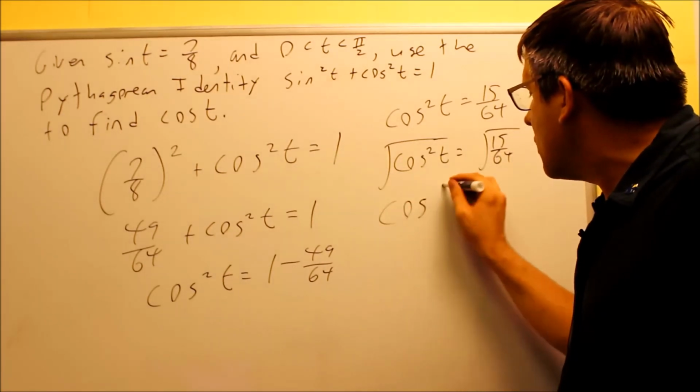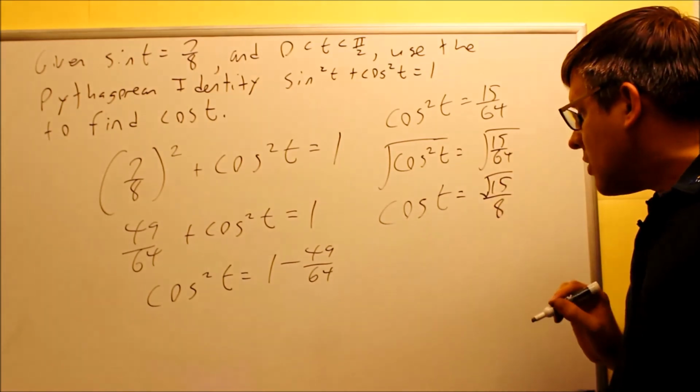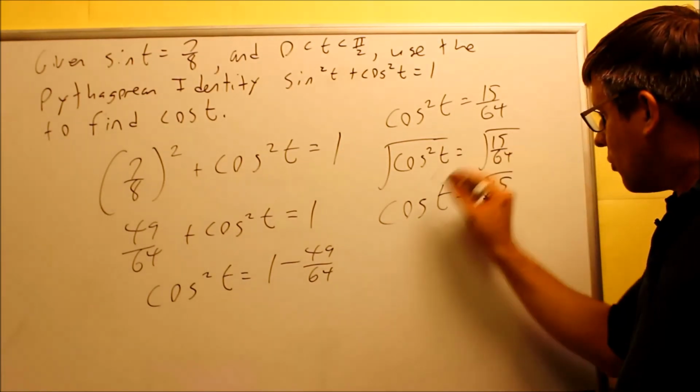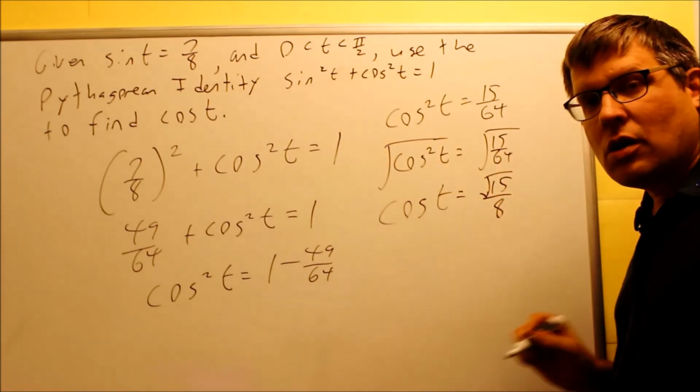You would get cosine t would equal the square root of 15 over 8. So there's no plus or minus. This would be your final answer. That's positive. That would make sense because again you're in the first quadrant.